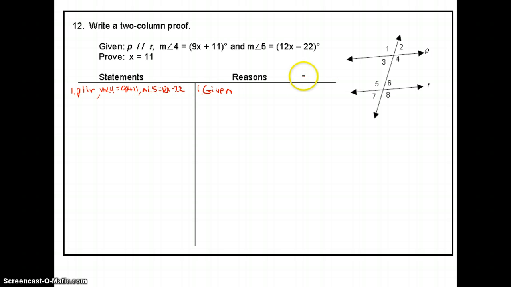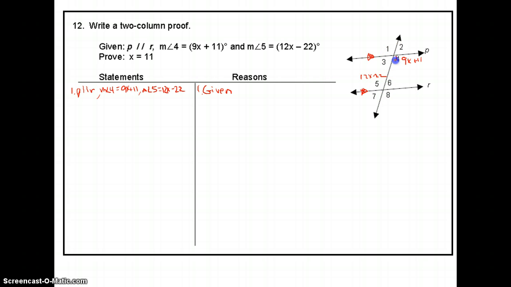First of all, let's look at our picture here. We know that these lines are parallel, so I'm going to mark those up. P to R. Okay. Now, angle 4 is 9x plus 11. So I'm going to put that here. This is going to help me set things up. And 12x minus 22 goes here.